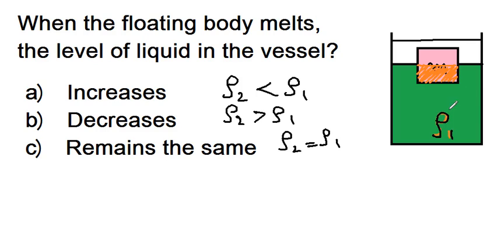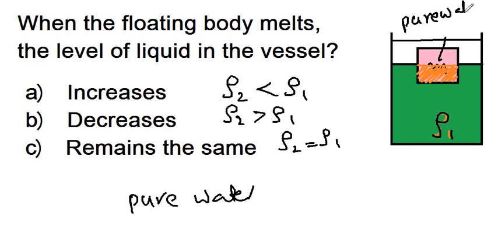For example, if you have pure water in a vessel, and ice formed by pure water floating, and if that ice melts, that will produce pure water, and these two have the same density, then the level will remain same.